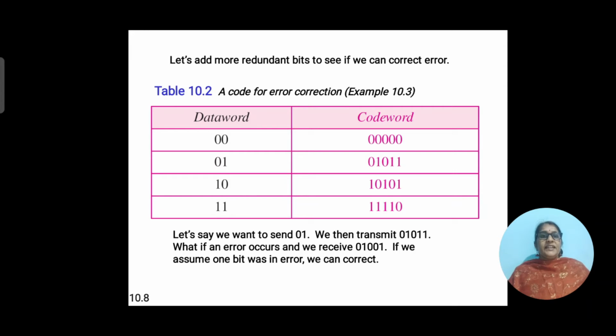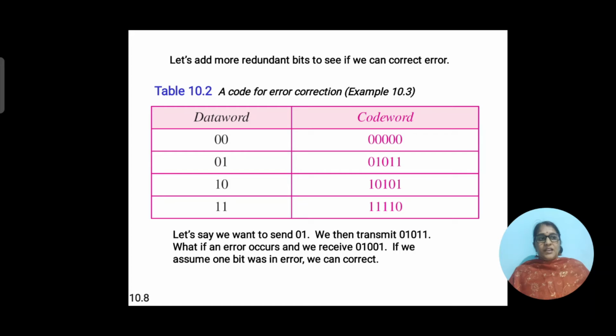In this slide we have again a code, for error correction, in which we have a table. One column is for data words and another column is for code words. If the data word is 00, then the code word for that is 00000. If it is 01, then the code word is 01011. If 10, then 10101. If 11, then the code word is 11110.